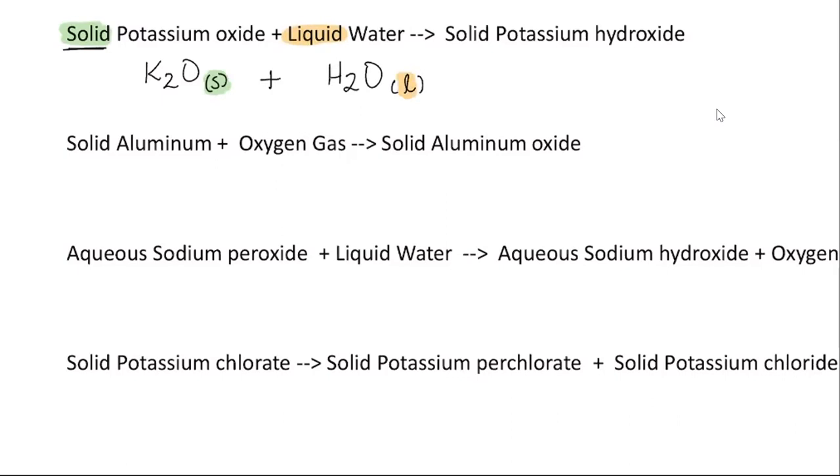Now, as a product, I'm going to form potassium hydroxide. So I'm going to put an arrow. And then I have potassium hydroxide. What is the chemical formula for that? Great, KOH.